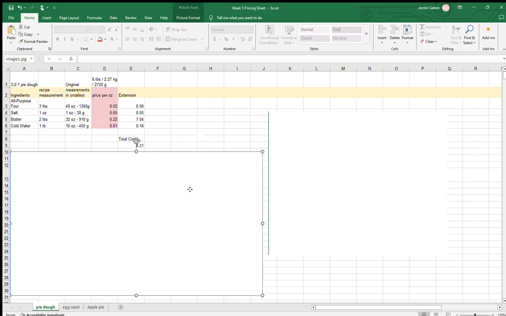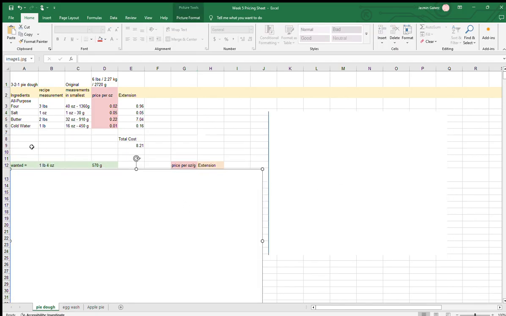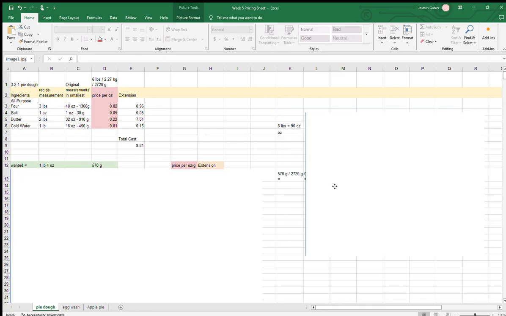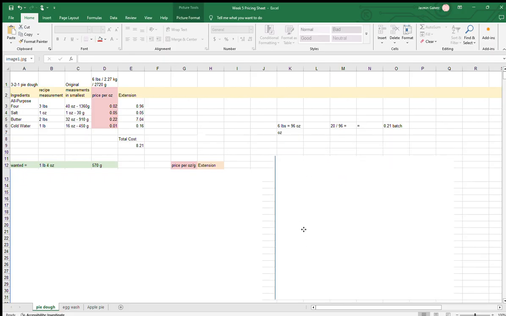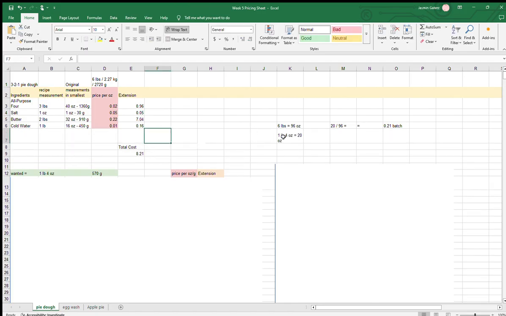What I have over here is the wanted measurement for the apple pie. So the apple pie calls for 1 pound and 4 ounces of the 321 pie dough, which is 570 grams. And over here, I have conversion rates into batches. So I did ounces first, so 6 pounds is equal to 96 ounces. And 1 pound 4 ounces is equal to 20 ounces.